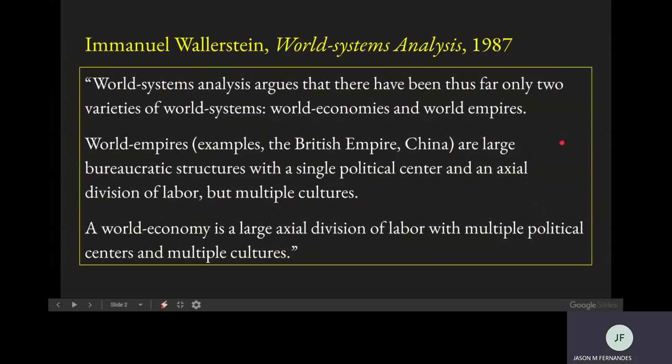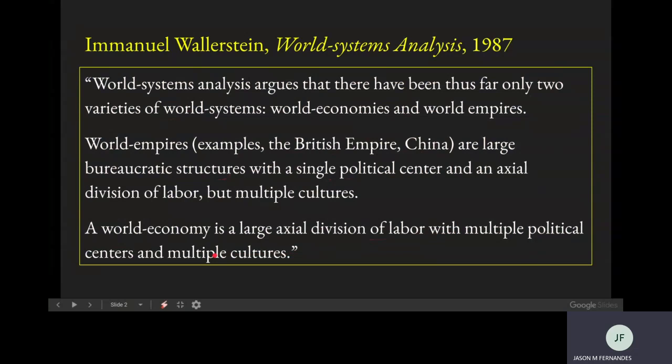So Wallerstein is looking at two ways of viewing world history, in a sense. He argues that there's a world empires approach where you're looking at things like the British Empire, looking at things like China, which are these large bureaucratic structures, right? They have a single political center, oftentimes with multiple cultures involved within these empires. And we saw that throughout the course. And the other way being looking at it from a world economy perspective, which is the big picture perspective, right? Where you have this large division of labor with multiple political centers and multiple cultures.